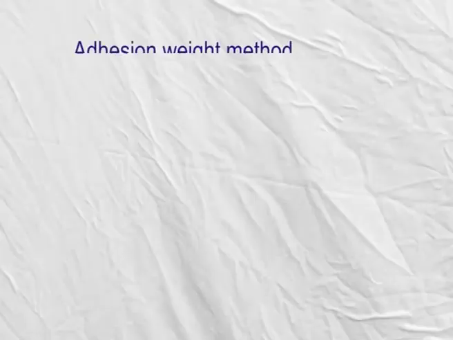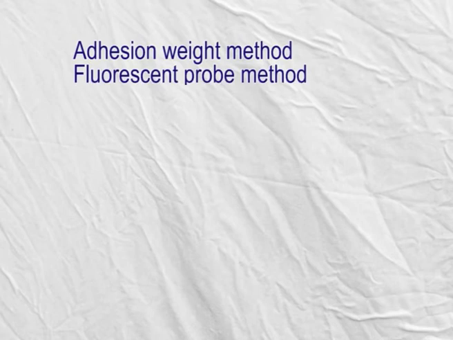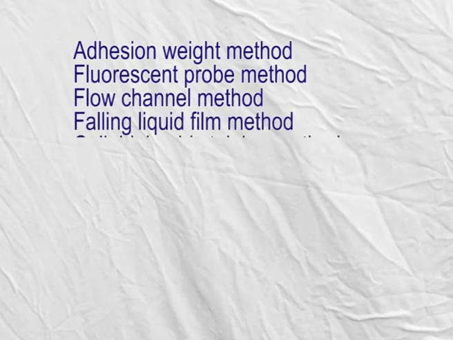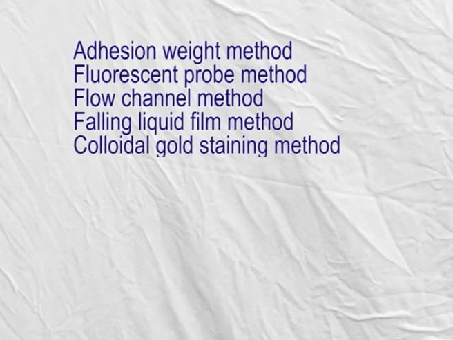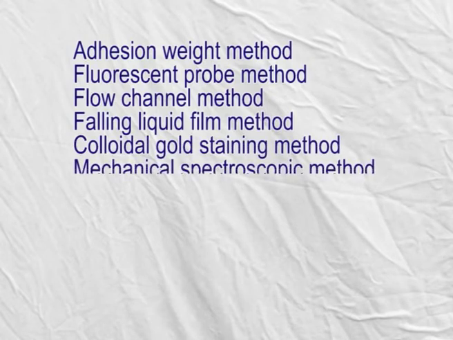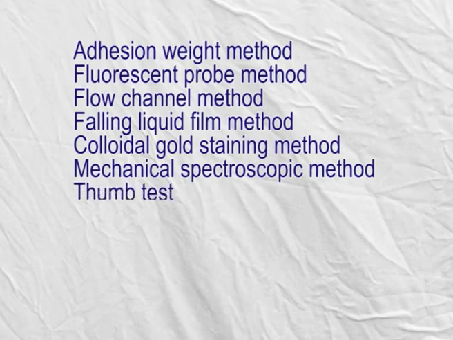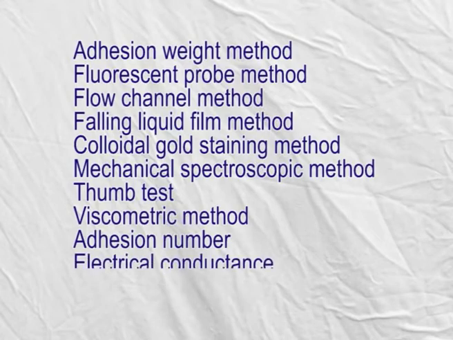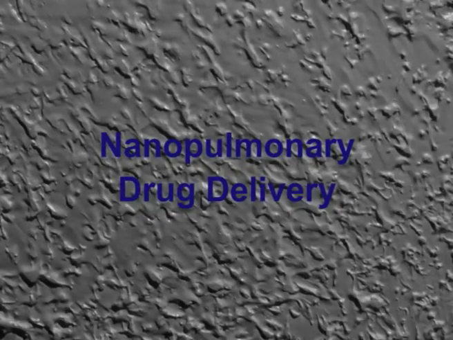Other in vitro methods include the adhesion weight method, fluorescent probe method, flow channel method, falling liquid film method, colloidal gold staining method, mechanical spectroscopic method, thumb test, and viscometric test. Also adhesion number and electrical conductance. In vivo methods include the use of radioisotopes or gamma scintigraphy. Now come to module 3. It is totally devoted to nano pulmonary drug delivery systems.